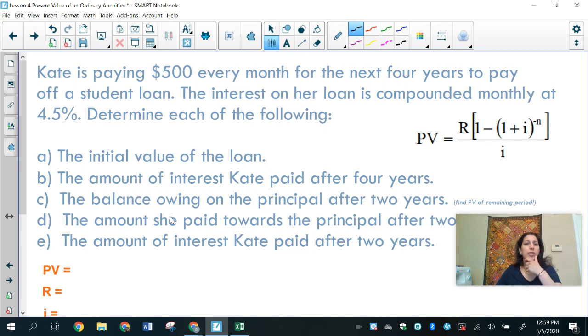So let's end with this Kate question, because this is a little bit more complicated than the other ones. They're a little bit more straightforward. Questions A and B are very straightforward.